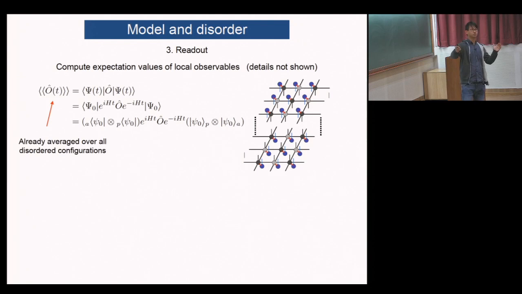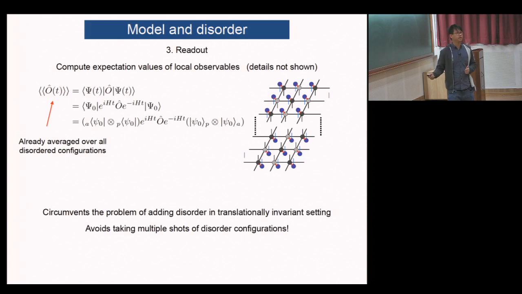So the good thing about this technique is that, first of all, it circumvents the problem of adding disorder in a translationally invariant setting. So you have a way to get around adding disorder in a translationally invariant setting, but also you avoid taking multiple sorts of disorder configurations. The way you would usually do it with continuous disorder is that you would take one sort, compute dynamics, take another sort, do it multiple times, and then take the disorder average. You don't have to do this anymore. This is already the disorder average.